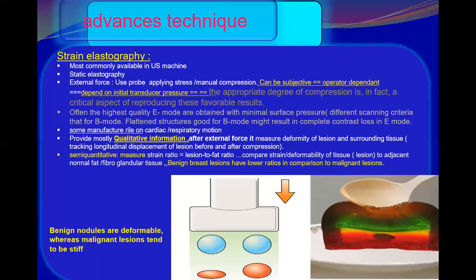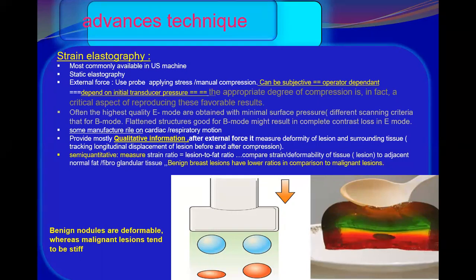It can differ from one operator to another. It is not like in B mode, where compression is needed. Flattening of the structures, like in B mode, might result in complete loss of signal in E mode. Okay, but so it depends. That is why some machines or manufacturers rely on cardiac and respiratory motion rather than the external force, the manual compression by the operator.